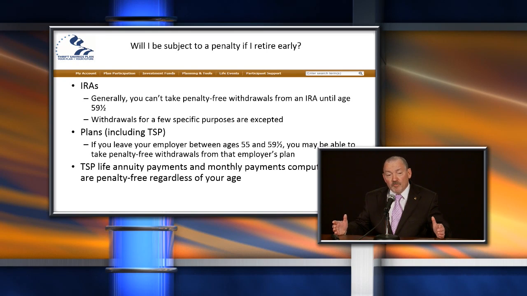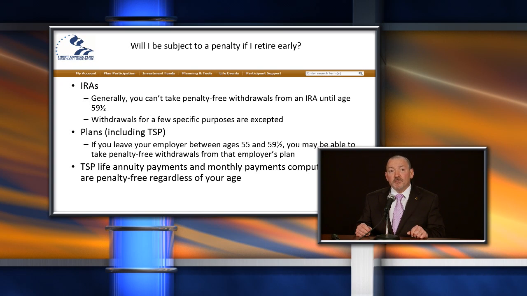Because when you move money from one plan to another, it's the gaining plan that establishes the rules. So moving IRAs into the Thrift Savings Plan and then retiring at 55 or later could give you penalty-free access to more of your assets earlier. TSP also has a couple of specific options that are penalty-free at any age.